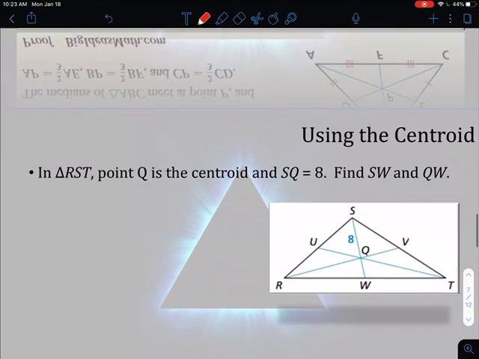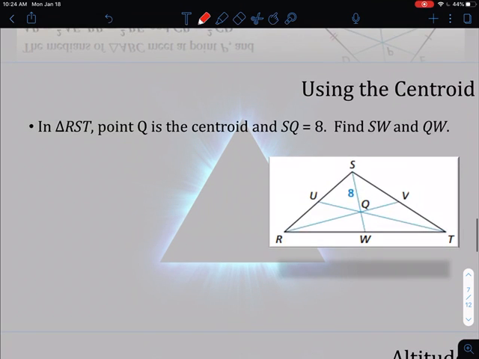So if we look at what that means here, because it makes a little more sense sometimes if we talk numbers. With this centroid here, they're telling us point Q right here in the middle is a centroid. They have SQ with a length of 8, and they've labeled that in the picture. They want us to find the entire length of the median as well as the little piece from Q to W. So what we learned on that last part here, this from the corner to the centroid is the big piece.